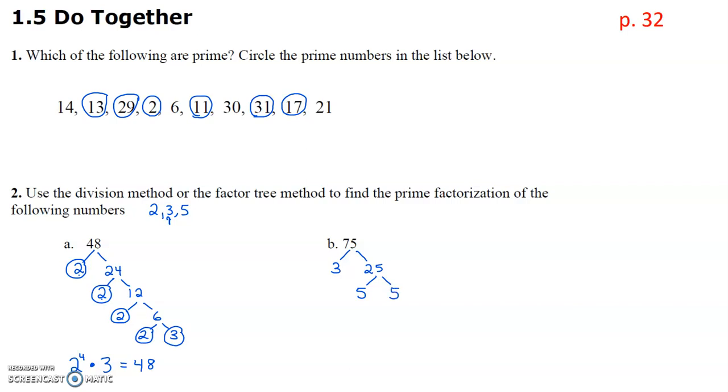So that's it. I have 3 as my prime number, 5, and I'm left with 5. So 75 is the result of 3 times 5 times 5, or you can write 3 times 5 squared is equal to 75. So now you can try out the exercises for lesson 1.5.